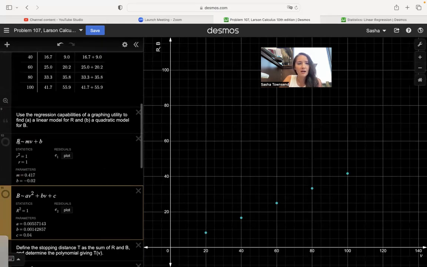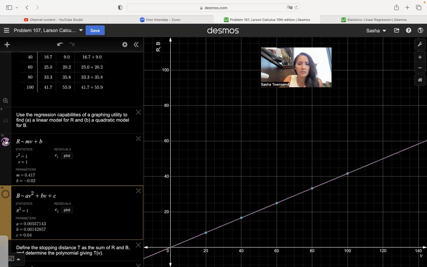So we were saying that our distance traveled during reaction time is basically y equals mx plus b, but instead of x, we're using that v for speed of the car. And it turns out our slope is 0.417, and our b value is negative 0.02. So it looks like this. Notice that that line goes through the points almost exactly, at least with this window. So that looks pretty good.